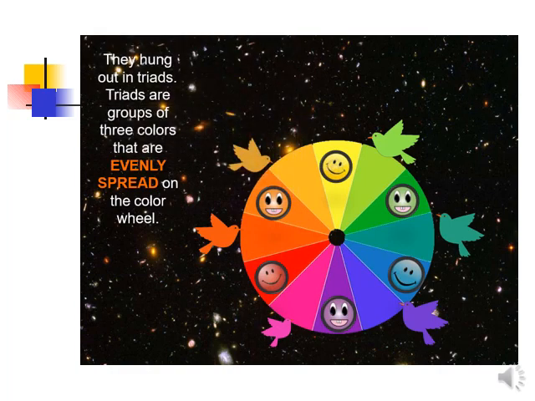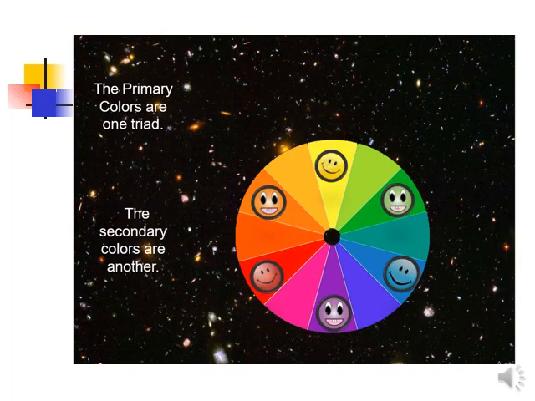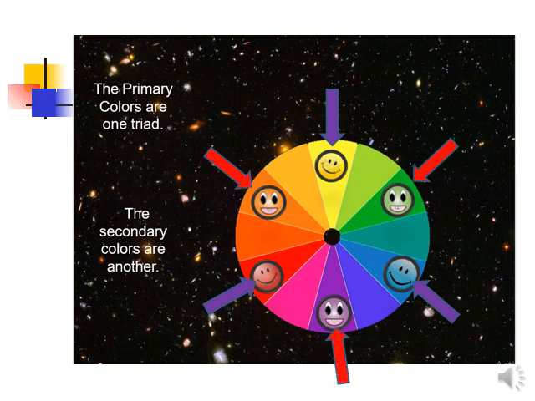They hang out in triads. So triads are groups of three colors that are evenly spread on the color wheel. So this is the definition of the triads. The primary colors are one triad. So these are the primary colors: red, yellow, blue. The secondary colors are another triad.